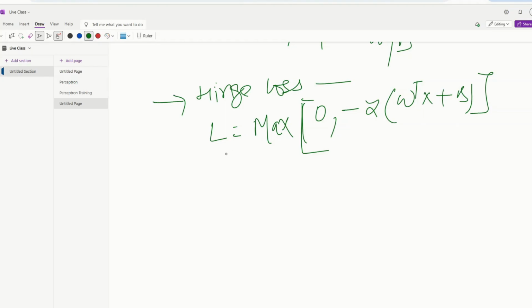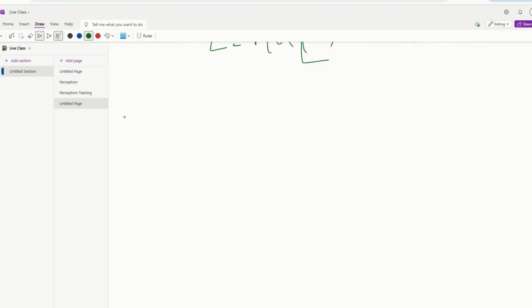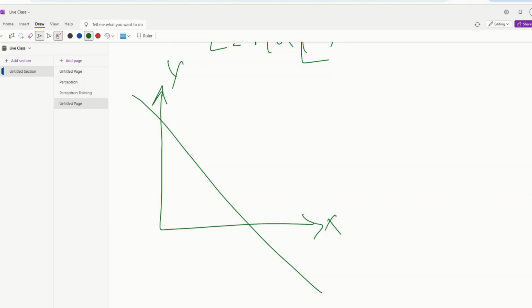Let me talk about graphically what I mean by that. Let's suppose this is my equation, and suppose I have two features, x and y. Let's suppose I have two lines, and these are the points which are the actual points. And I'm taking another point. This is another cluster, the red cluster. So these points and these points are correctly classified.